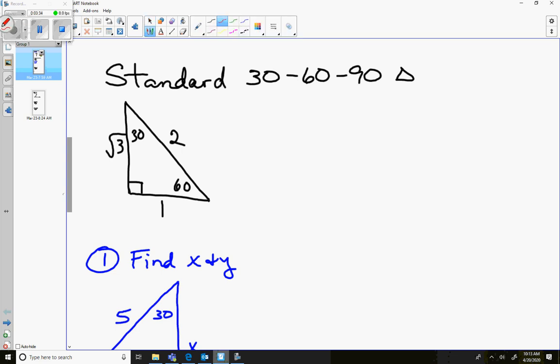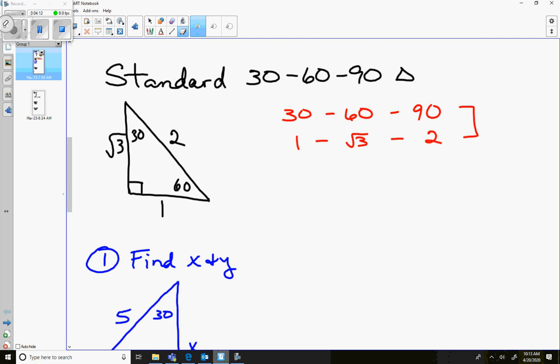Remember, okay, if we take them in order here, 30, 60, 90, smallest to largest, which of these is the smallest side? 1. What's the longest side? The 2. Square root of 3 is approximately 1.7. It's going to be in the middle. So opposite the smallest angle is the smallest side. Opposite the largest angle, largest side, etc. It goes in order. So 30, 60, 90, 1, square root of 3, 2.